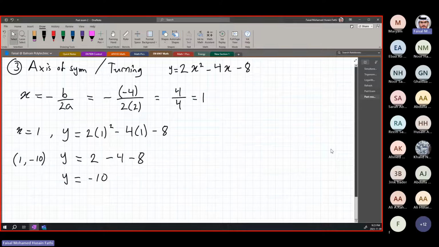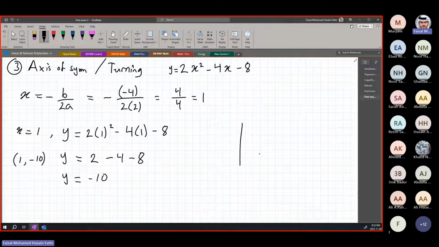Now what does the turning point mean? If you have a graph like this, let's say this is your graph. The turning point is this point over here, the point at which the graph, or the parabola in this case, changes direction. So this is the axis of symmetry. This point here is, in our case, x equal 1. Why did we use minus b over 2a? The minus b over 2a is basically the equation that determines where your axis of symmetry is, which is this one.